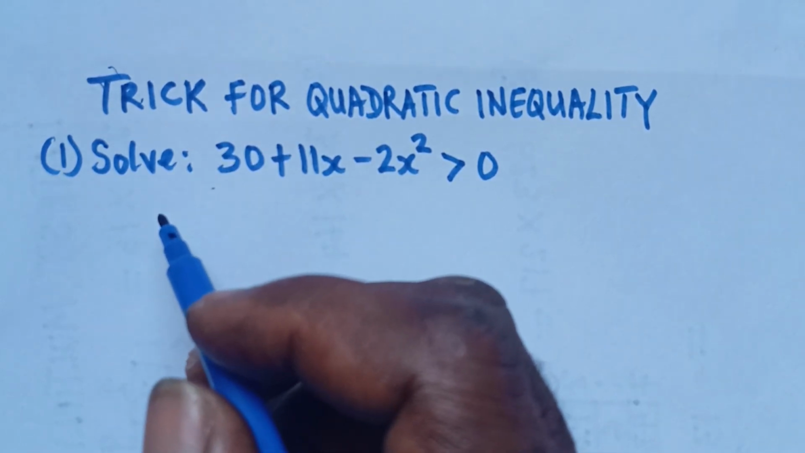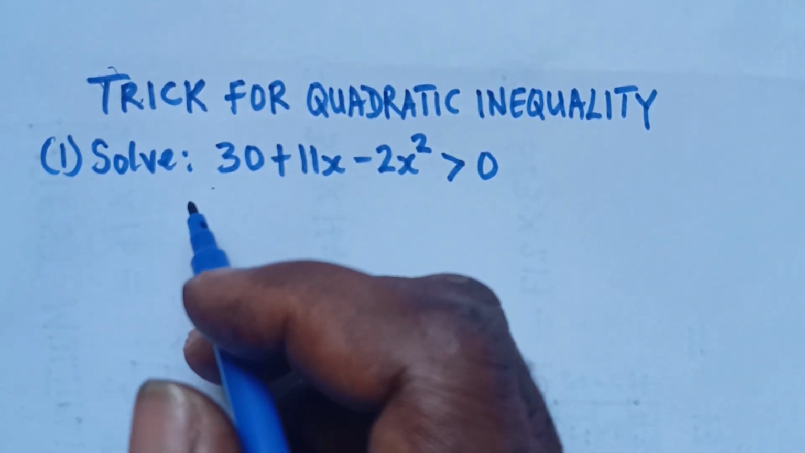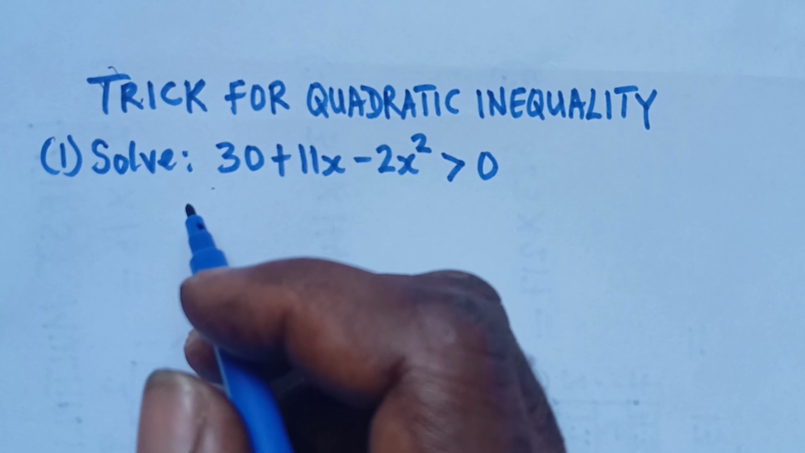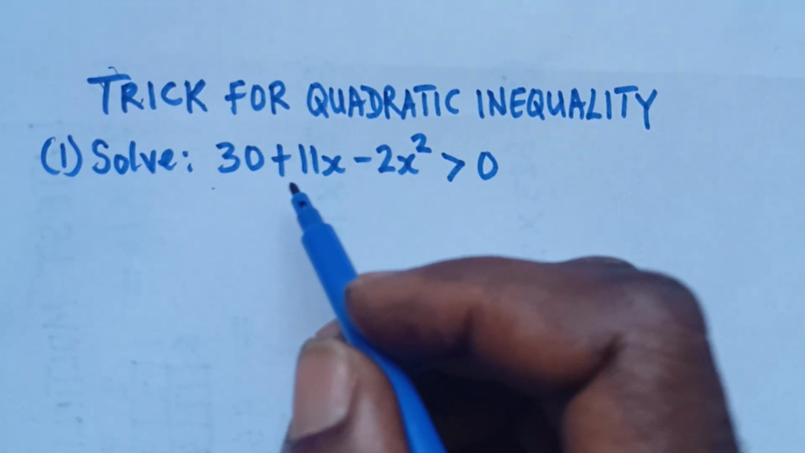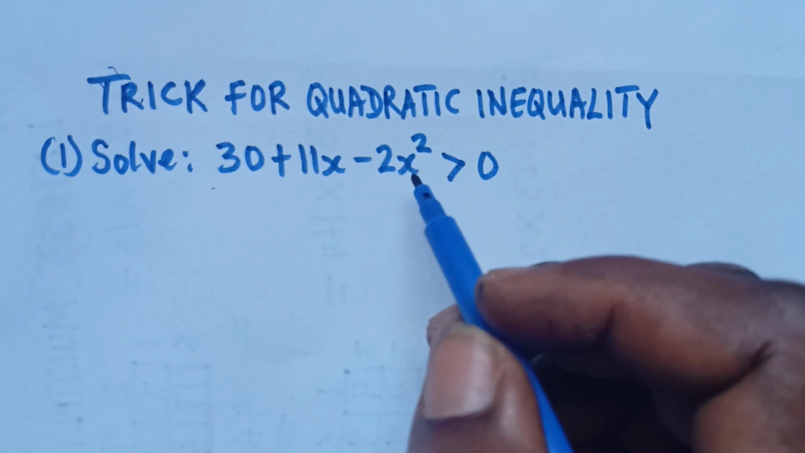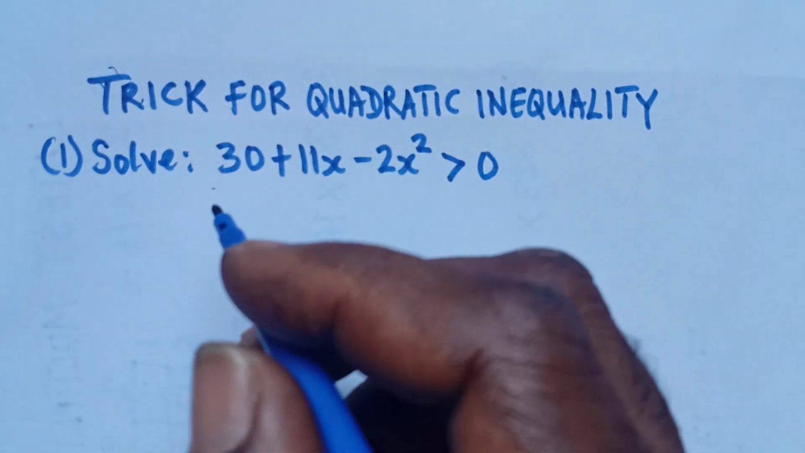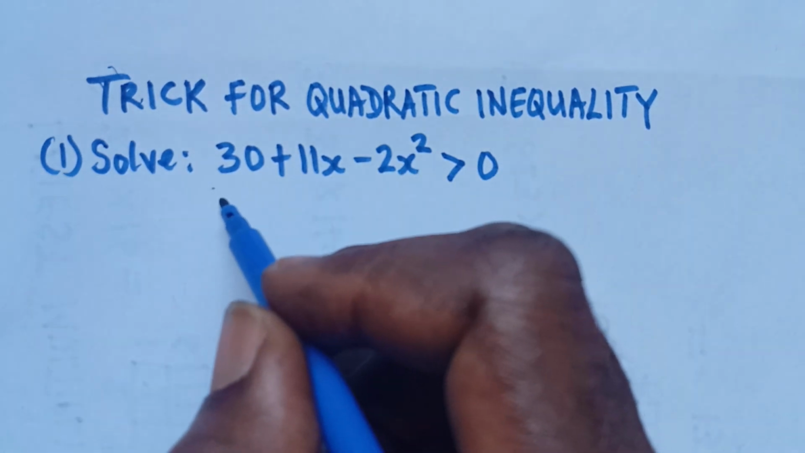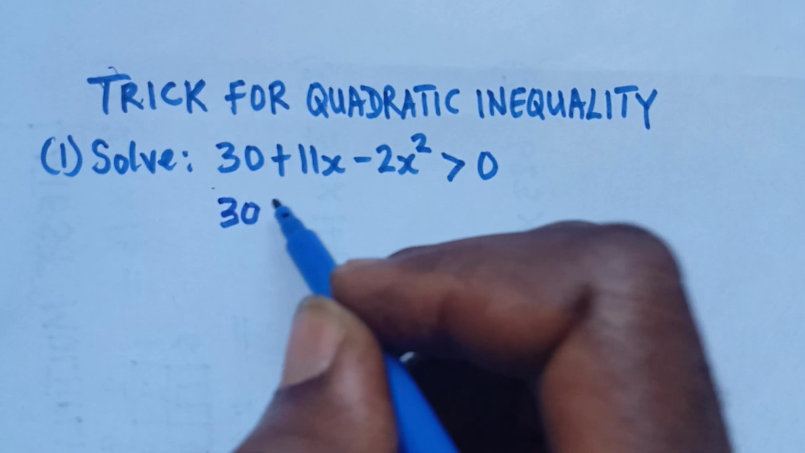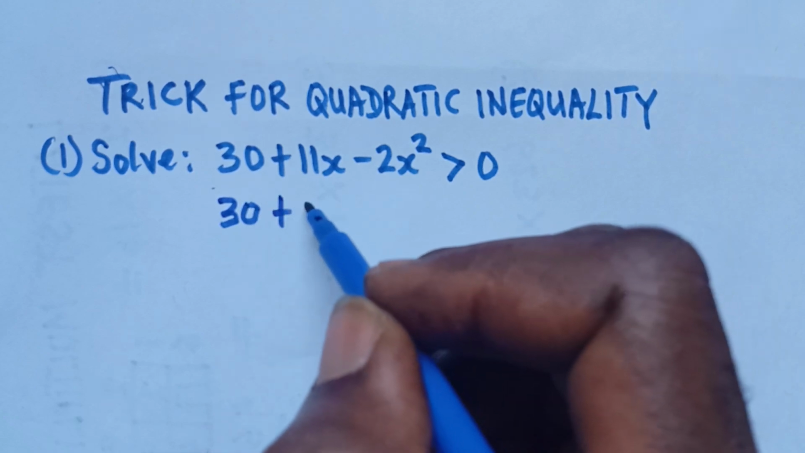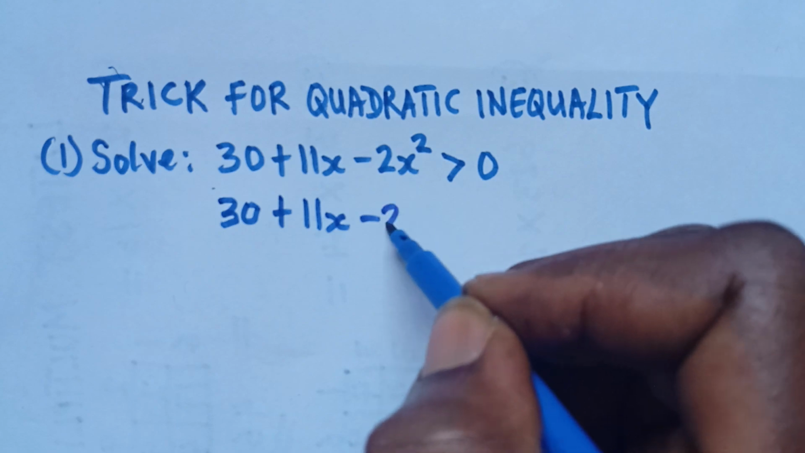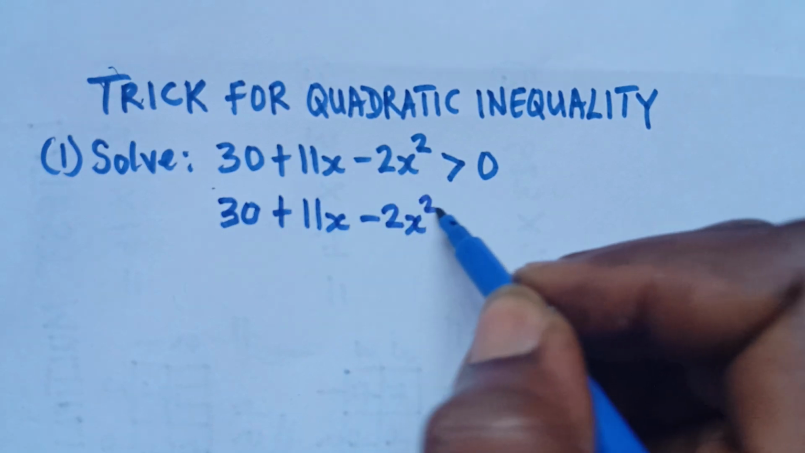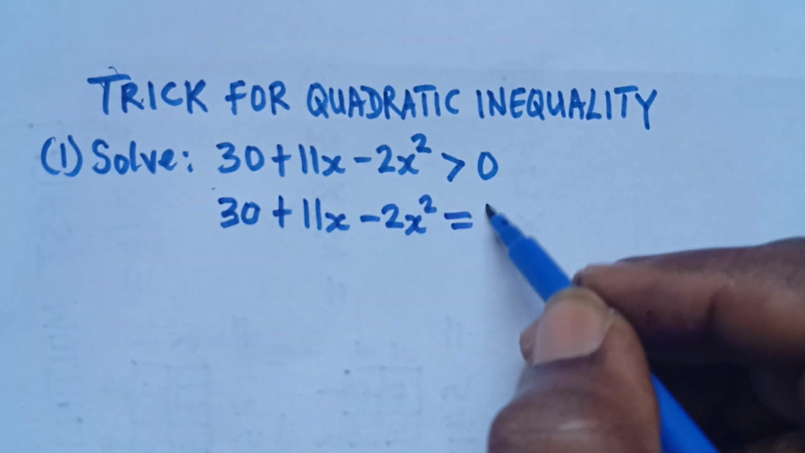Alright, let's look at this simple trick for solving quadratic inequality. The question says we should solve 30 plus 11x minus 2x squared is greater than 0. The first thing to do here is to write this and replace this inequality sign with the equality sign to make it equal to 0.